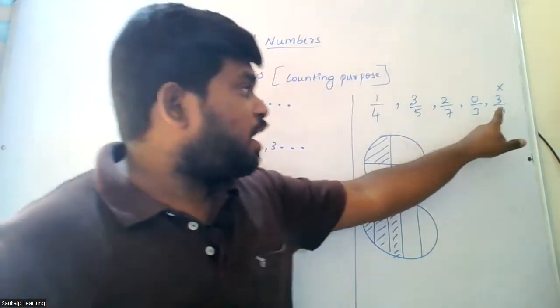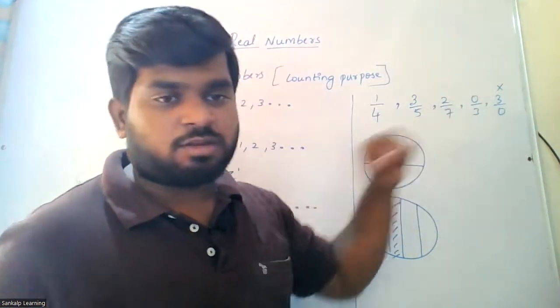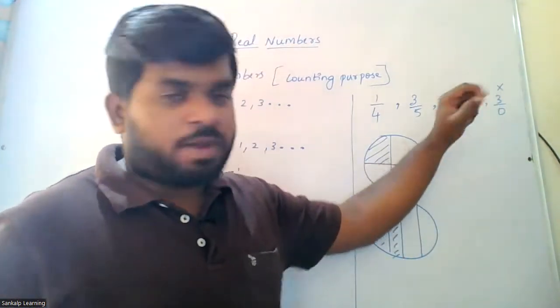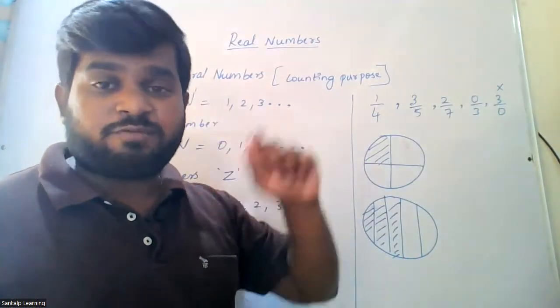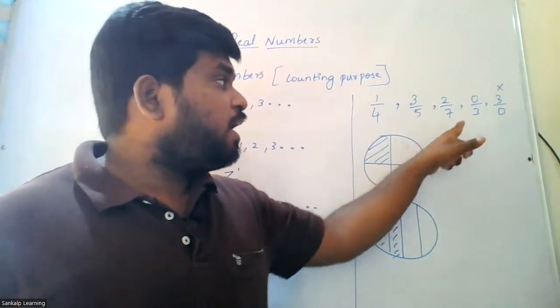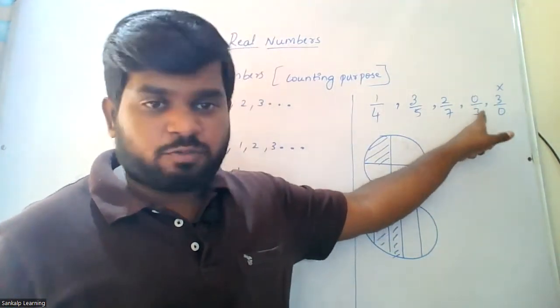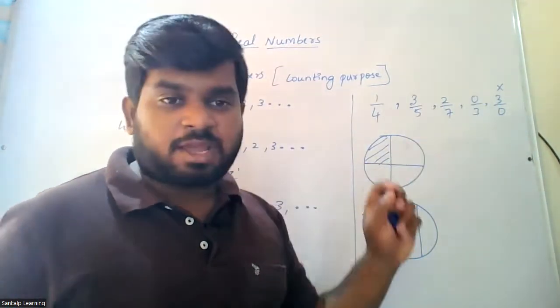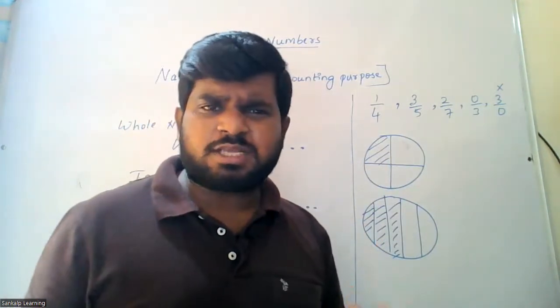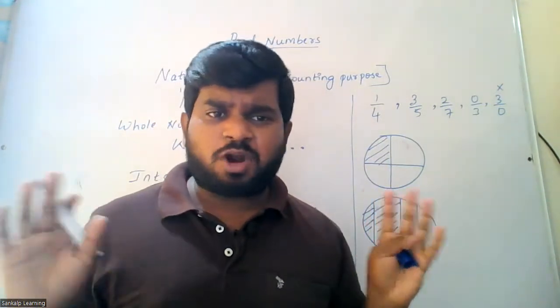Okay. Now, coming to this 0 by 3. Okay. Let's understand this 0 by 3. Is it possible? Yes, it is possible. If numerator is 0, it is possible. Why? The apple or the cake is divided into 3 pieces. How many pieces I'm taking? 0 piece. It makes sense. Okay, there are 3 pieces, but I am not taking anything.